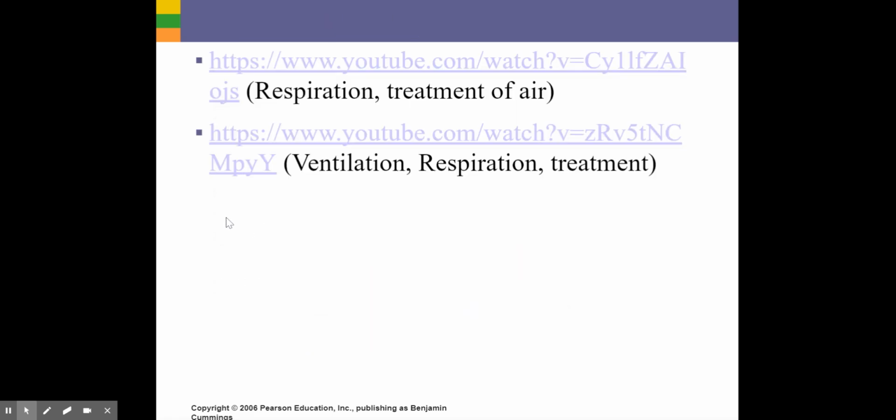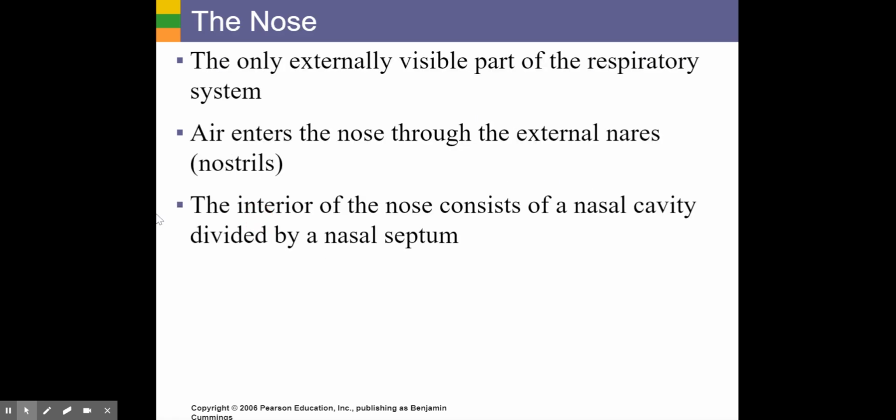Okay. All right. I'm going to embed these two in the assignment itself so you guys can take a look at the different processes, but it shows the difference between the respiratory treatment of air and the ventilation of that air. Okay. All right. So let's go ahead and start with some basic structures here.